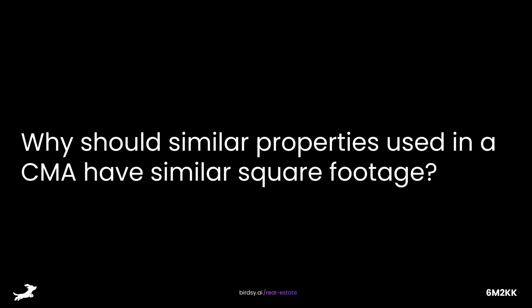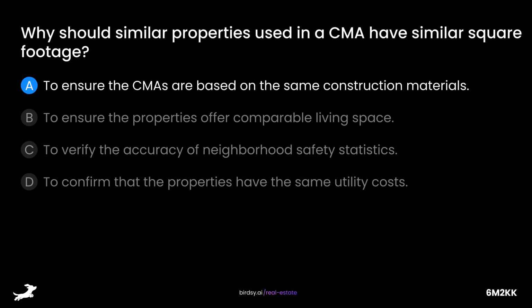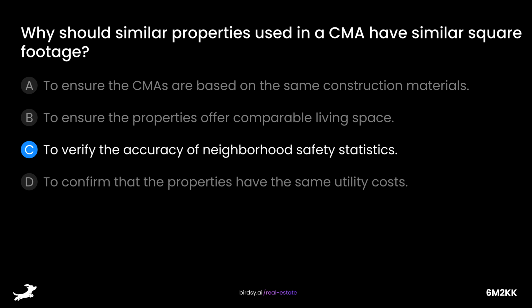Why should similar properties used in a CMA have similar square footage? Is it A, to ensure the CMAs are based on the same construction materials? B, to ensure the properties offer comparable living space? C, to verify the accuracy of neighborhood safety statistics? Or D, to confirm that the properties have the same utility costs?